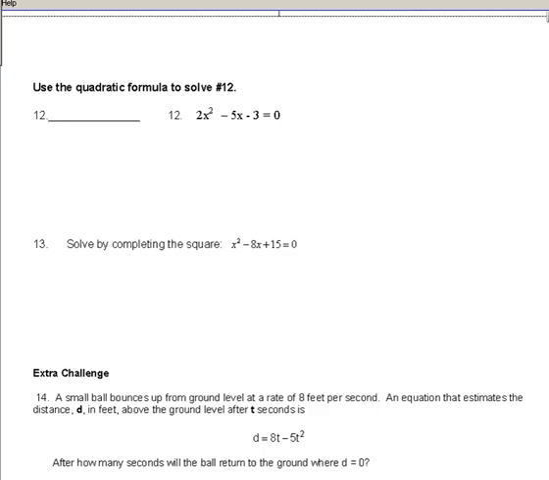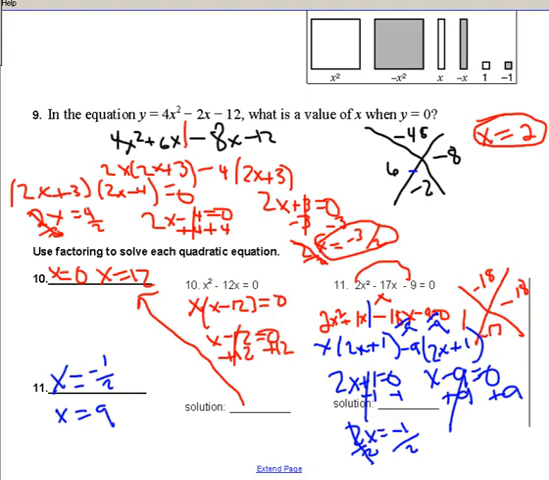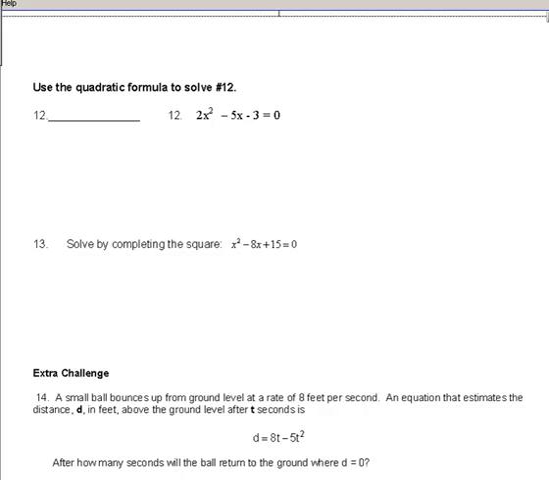Last page. Oh, maybe I skipped a number. Did I skip number 11? No, I just did that one, right? Yep. Okay, so number 12.